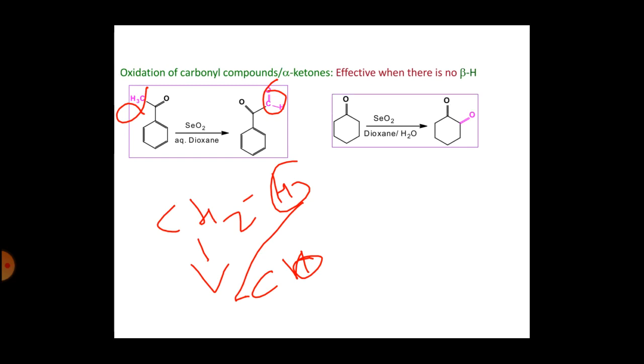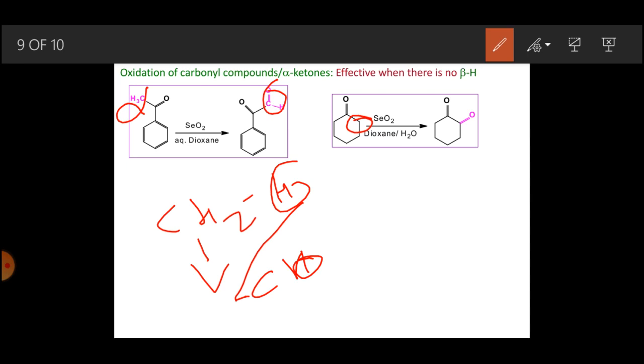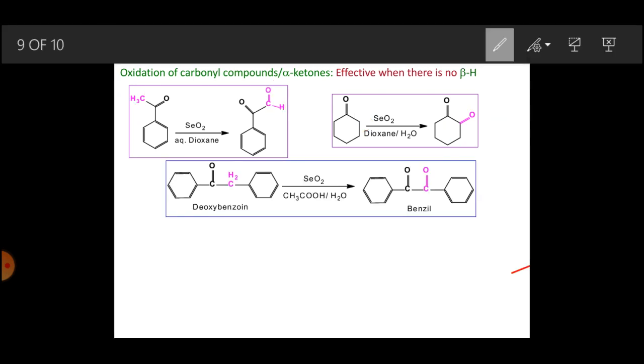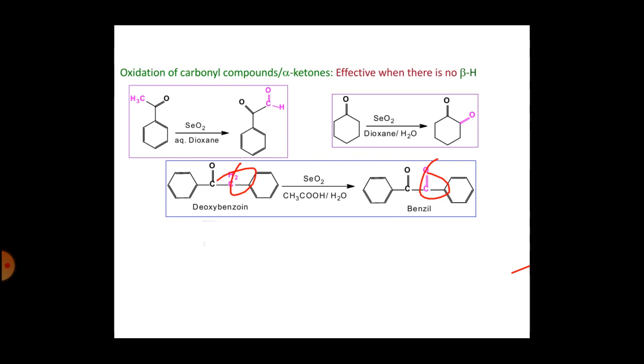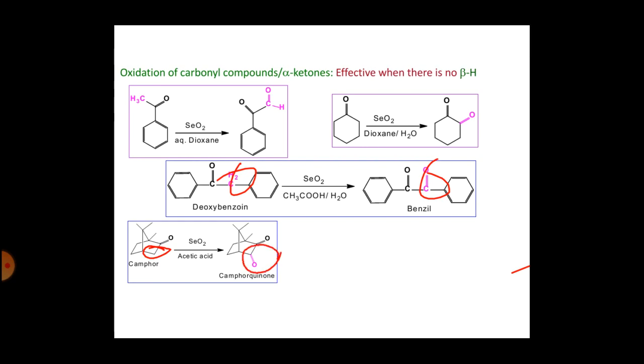Similarly, in this example also, the methylene group is getting converted to the carbonyl one. So CH2 to CO. In this example also, this alpha methylene group is getting converted to carbonyl. In all these cases, here also this is an alpha methylene group which is very easily converted to the carbonyl in the presence of selenium dioxide.